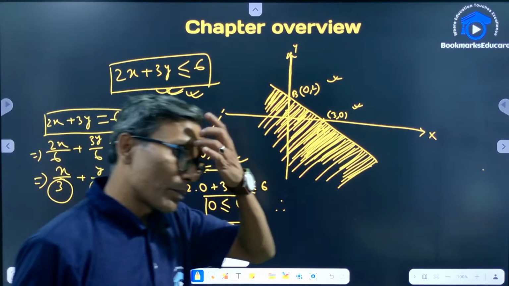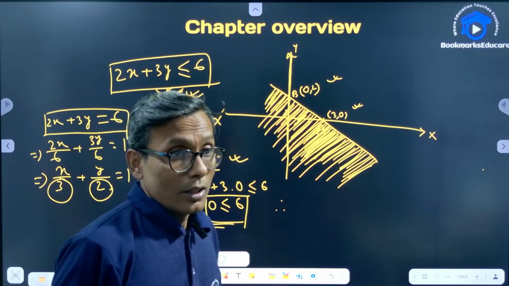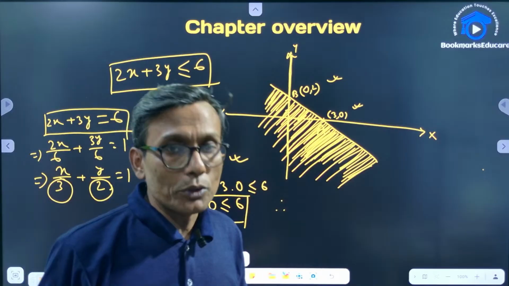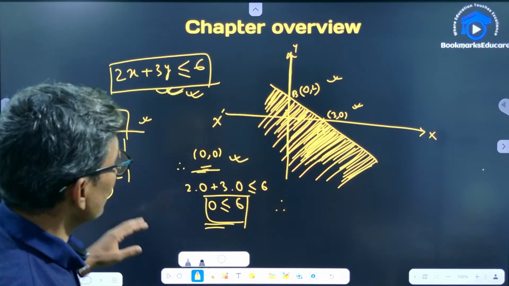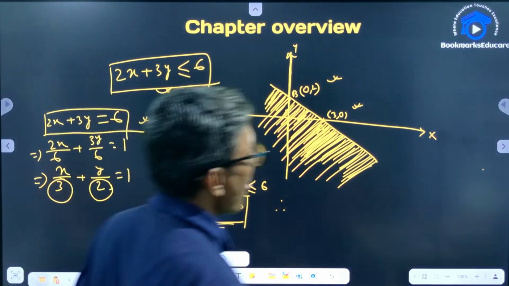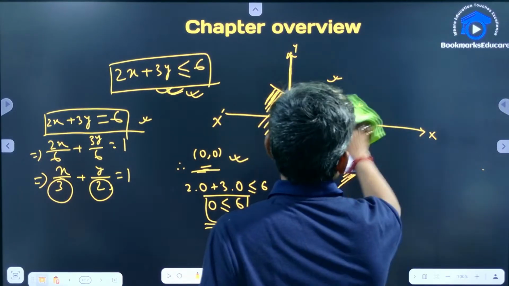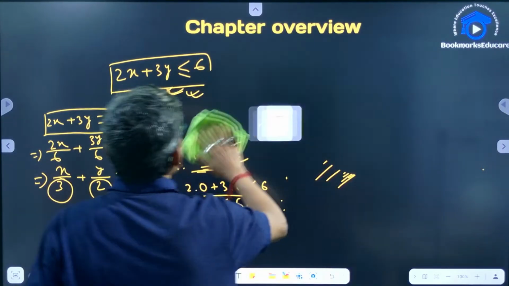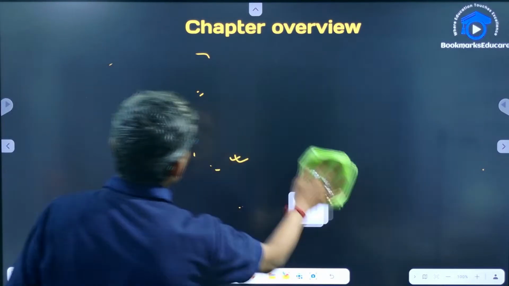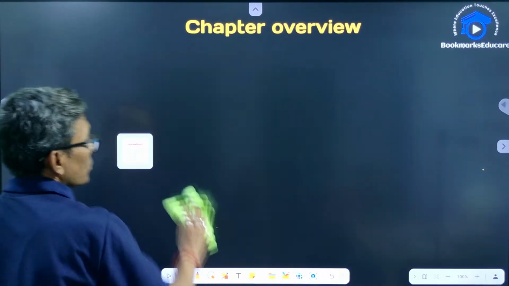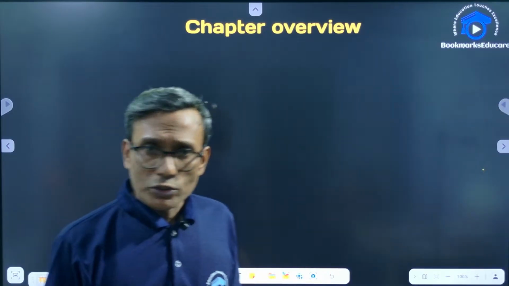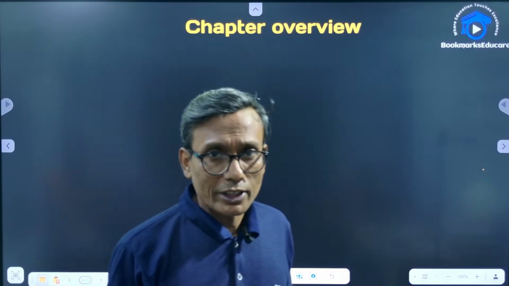In this way we can draw the graph of inequation on graph paper. Okay, this is the method of drawing the graph of inequation. So, a type of inequation, हम लोग क्या देखा? First of all, we have discussed the definition of inequation. Second, the solution set of inequation. What is the solution set of inequation?